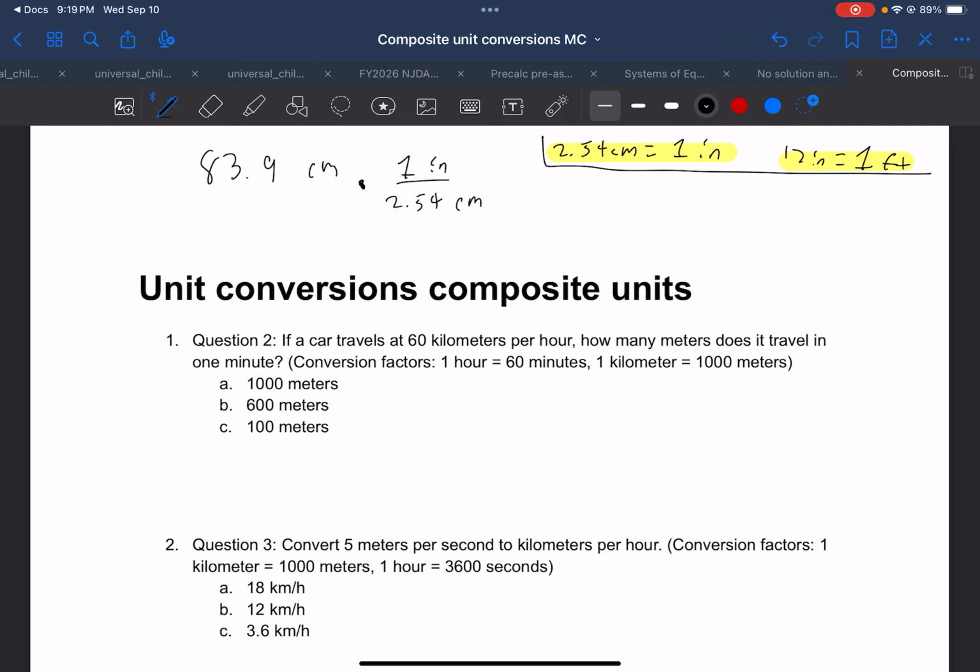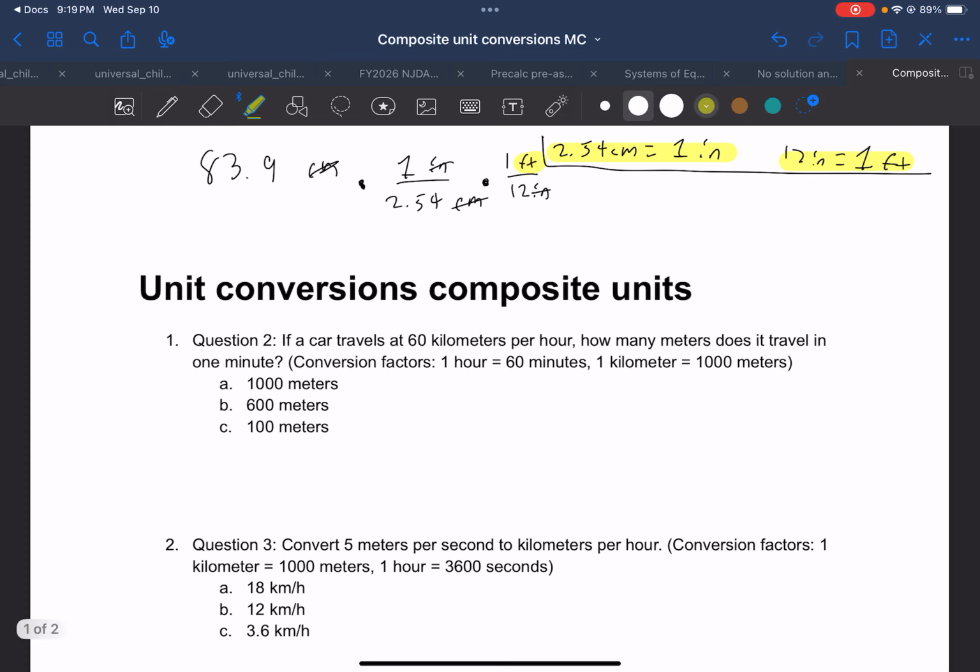And at this stage, if you were to stop, centimeters and centimeters would cancel out and you'd be left with inches. But we don't want to end up in inches, we want to end up in feet. So we're then going to multiply this by the next conversion factor. We're going to put 12 inches on the bottom so that inches and inches cancel out, and we're going to put 1 foot on the top. And then our final unit is going to be in feet.